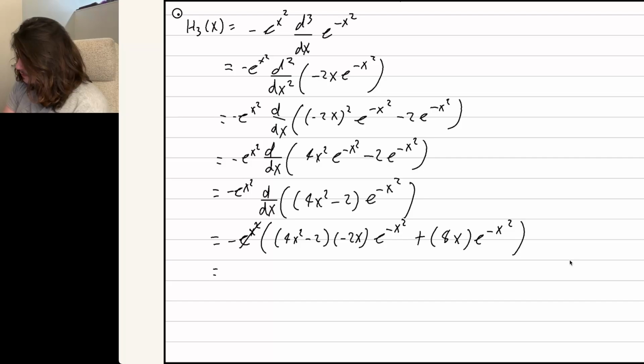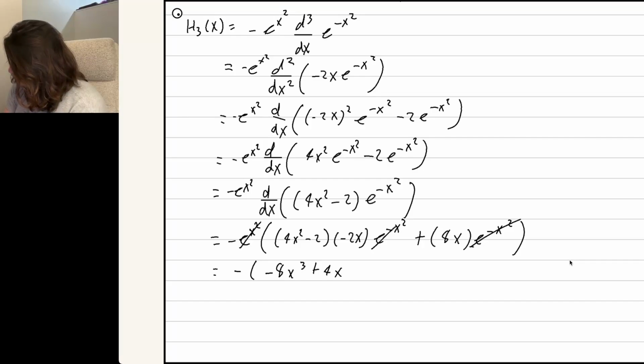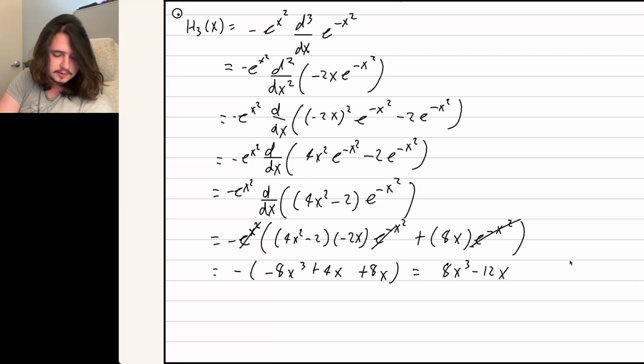And then the e to the x squared on the outside cancels out the negative ones on the inside, so you have minus, minus 8x cubed plus 4x plus 8x, right? So it's 8x cubed minus 12x, and I think that is the right one. Yeah, it is. Okay, that was H3.